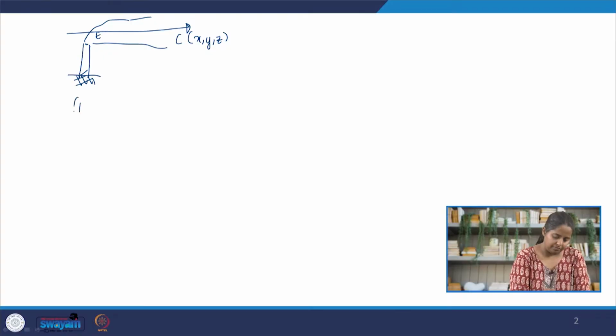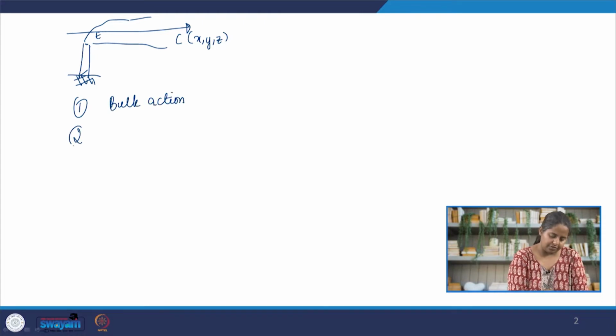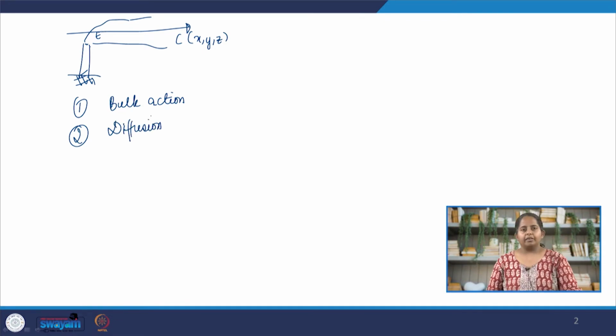So already we know that there are two major factors that determine the spread or the transportation of the contaminant in the environment. One is the bulk action, the other is diffusion. Bulk action is when a carrier like wind, or in the case of a river, water, is carrying the contaminant from one end to the other. So, that will determine the shape of the plume, the shape of the smoke as it travels downwind.